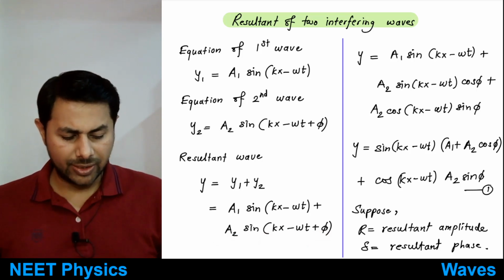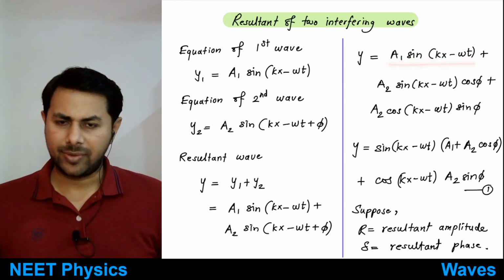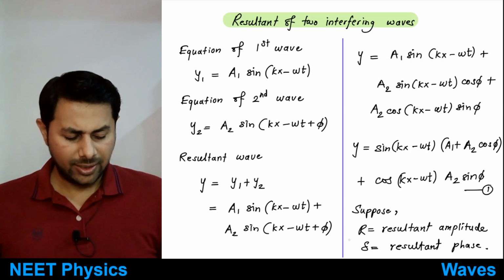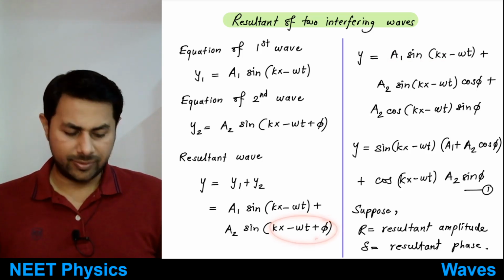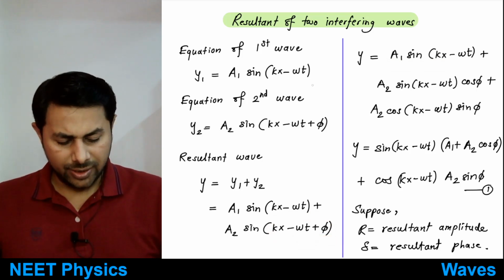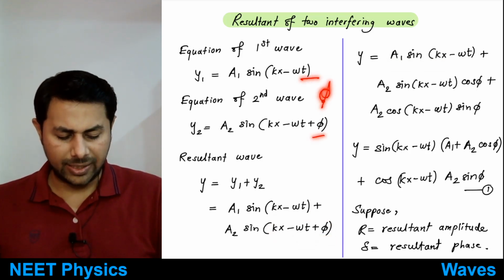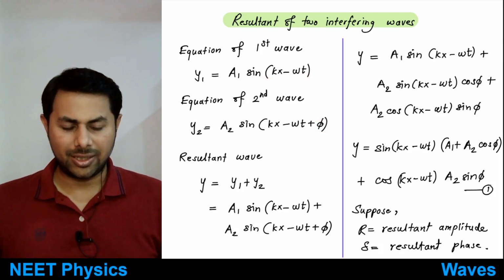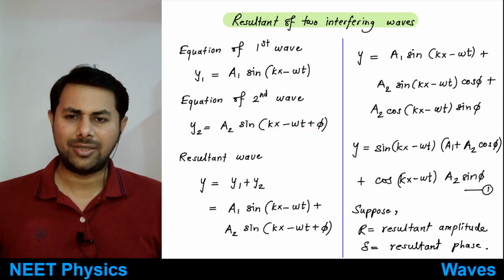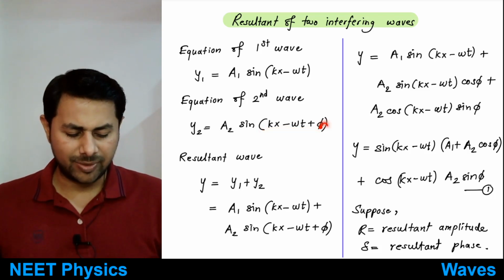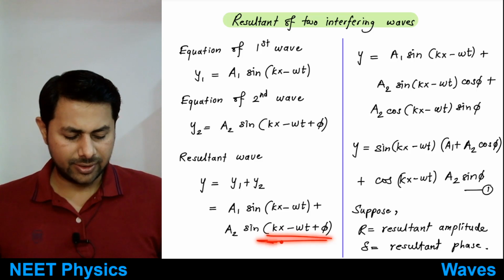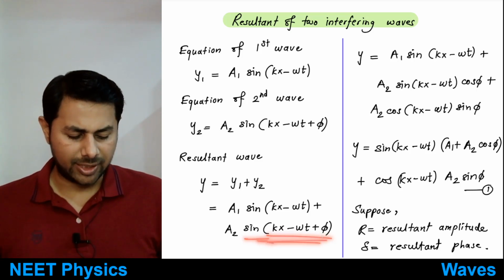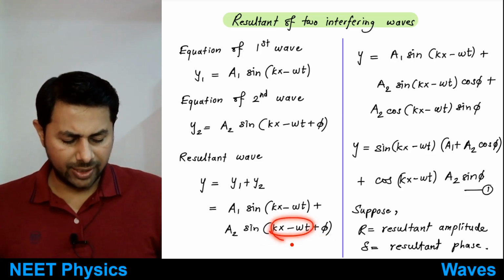Then you can keep a1 sine of kx minus omega t as it is, and expand the second term. See, in these two there is a phase difference of phi. The phase of the first wave is kx minus omega t, the phase of the second wave is kx minus omega t plus phi. So there is a phase difference of phi. Next, you can expand sine of kx minus omega t plus phi. You can say this is your a and this is your b.